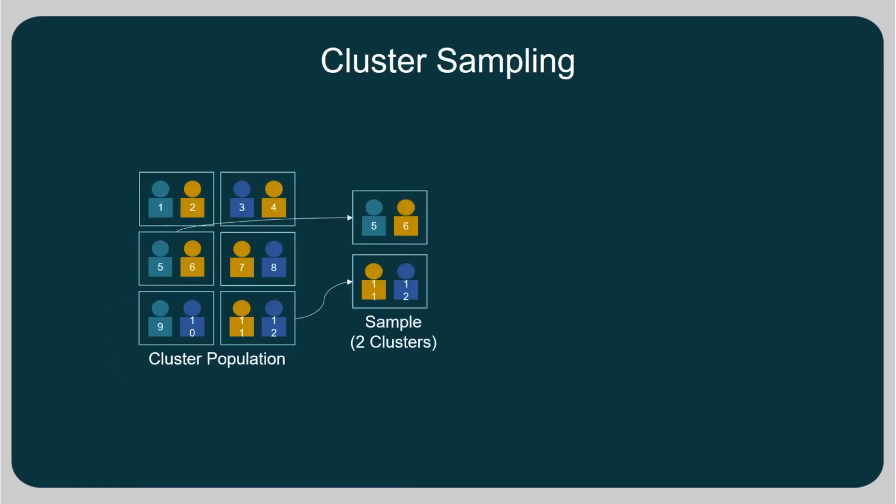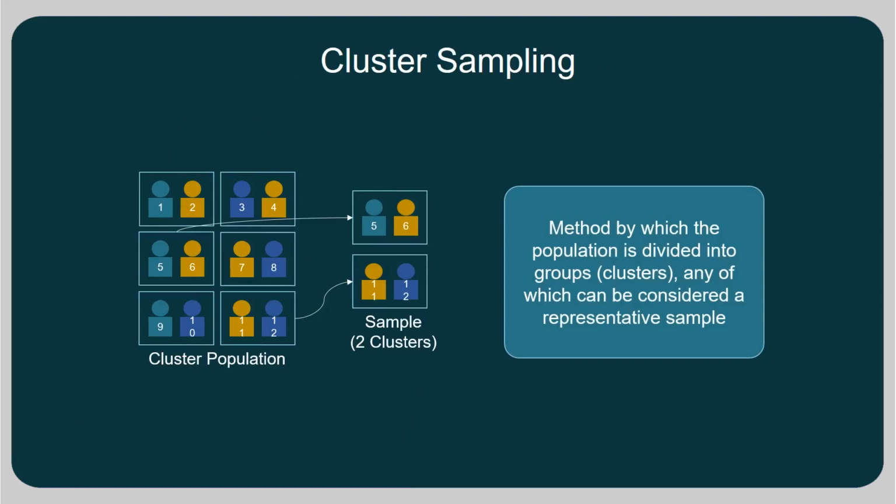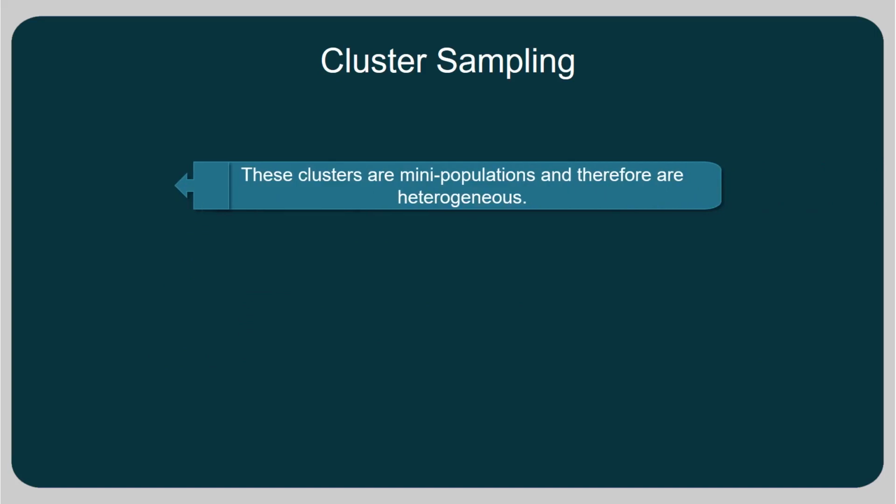Now we come to cluster sampling, which is one of the probability sampling methods. Cluster sampling is a probability sampling method by which the population is divided into groups or clusters, any of which can be considered a representative sample. These clusters are mini populations and therefore are heterogeneous. Under this, systematic and area sampling are two common methods.